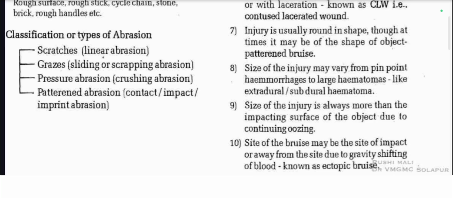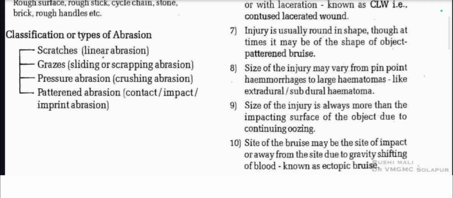Starting with the classification or types of abrasion. But before that, I want you to understand, abrasion is classified into two types according to the force: caused by tangential force or caused by perpendicular force. Under tangential force, you will have two things: scratch abrasion and graze abrasion. And under perpendicular force, you will have three things: pressure abrasion, impact abrasion, and patterned abrasion.